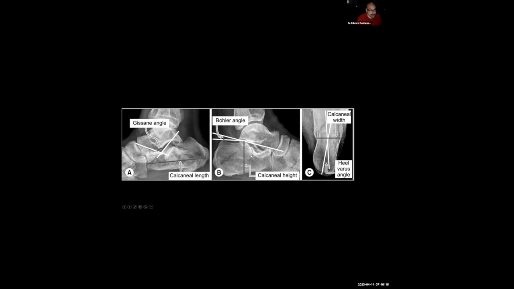Oftentimes, a lot of people are going to use the Bohler's angle, right? And that is drawn here as taken from the literature. But what I want to highlight, okay, is that normal is about 20 to 40 degrees for a normal Bohler's angle. But what I want to emphasize is just because you may have a normal Bohler's angle doesn't mean that you don't have a calcaneal or hindfoot fracture, okay? Look for those fracture lines, look for obscuration of the Kager fat pad, surrounding soft tissue edema.